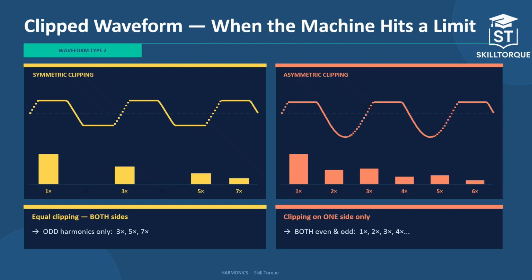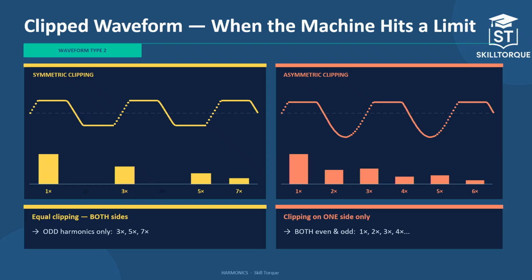How the clip happens actually determines exactly which harmonic should appear. There are two kinds of clipping. One is symmetric clipping. In this, both peaks are flattened equally, so it will always give you the odd harmonics. In the spectrum you will be seeing 3x, 5x, 7x like this.